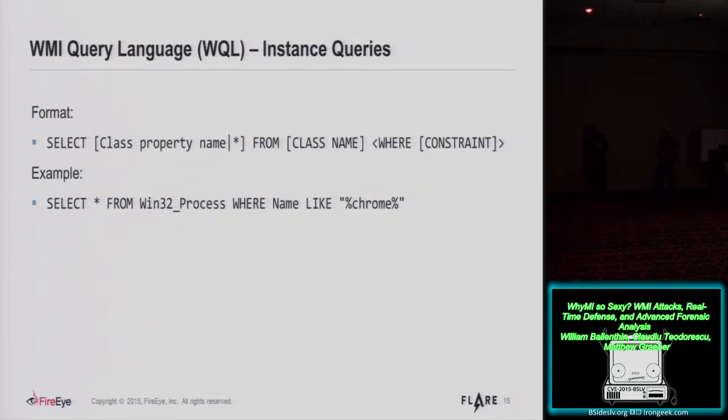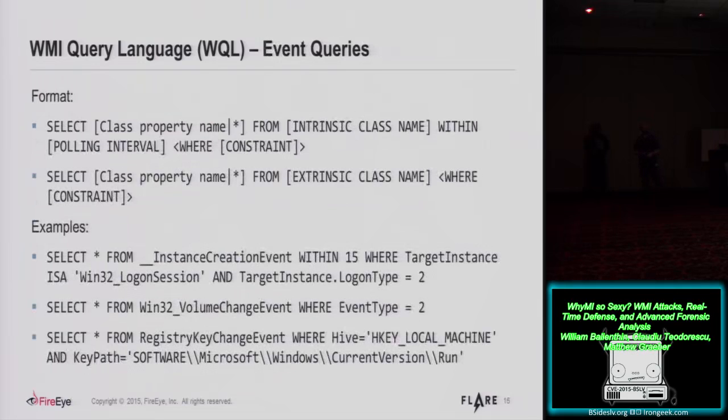All right, so here's a sample instance query. You see the syntax up above. So this is a really simple one. So select star, return all properties of all instances of the Win32 process object. All right, so this is the kind of syntax you would use to just enumerate running processes, where the name of the process is like Chrome. Okay, so just give me all Chrome processes. Okay. Instance queries are pretty simple. All right, event queries are a little more complex.